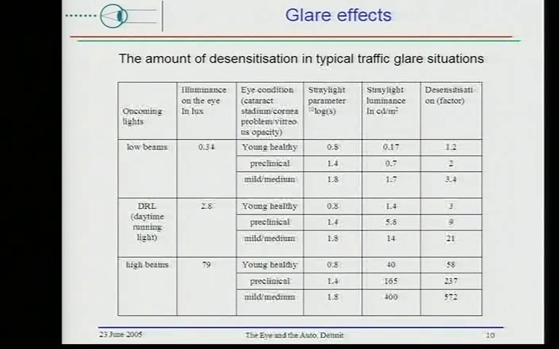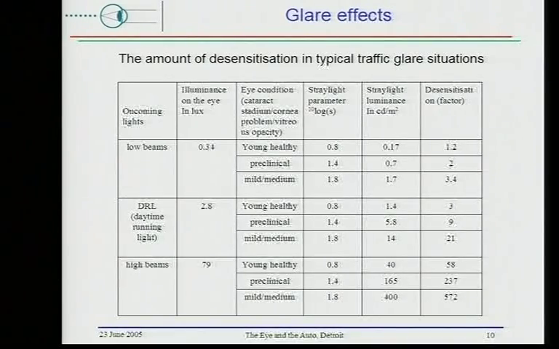And this shows in a numerical fashion the problem you have while driving with glare. I have depicted three types of oncoming lights: low beams, the daytime running lights, and high beams. There is a lot of statistics about this. For a typical situation while driving at night, at the right, you will see the amount of desensitization the eye suffers under the different conditions.